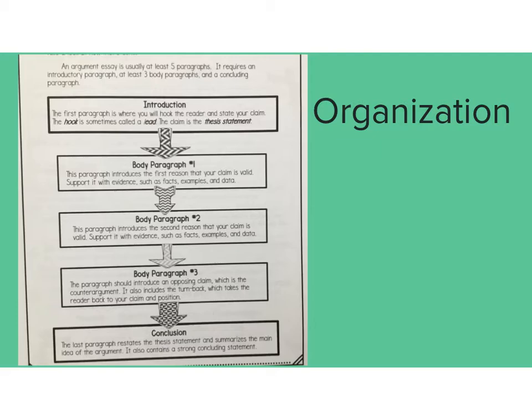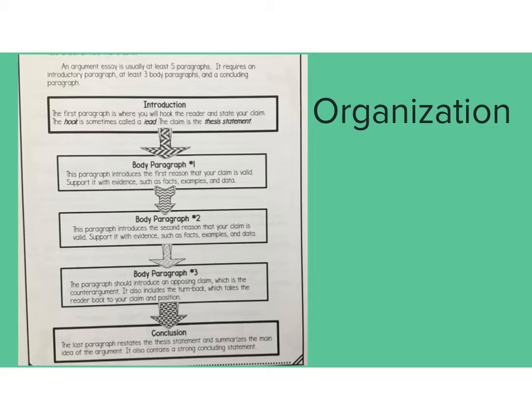For your introduction, which is the first paragraph, you're going to hook the reader and state your claim. The hook is sometimes called a lead, and the claim is your thesis statement. Your first body paragraph is going to introduce the first reason that your thesis statement, your claim, whatever you're trying to persuade people of, is valid. And then you're going to support that with evidence, with facts, examples, and any data that you can come up with. For the second body paragraph, this is your second reason that your claim is valid, and again, you support it with evidence such as facts, examples, and data.